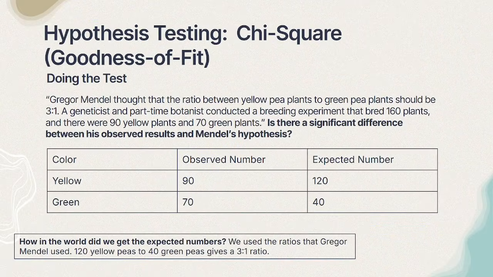Again, let's use a genetics example. Gregor Mendel predicted a 3 to 1 ratio of yellow to green pea plants. A researcher breeds 160 plants and observes 90 yellow and 70 green. Is there a significant difference between their observed results and Mendel's predicted ratio?